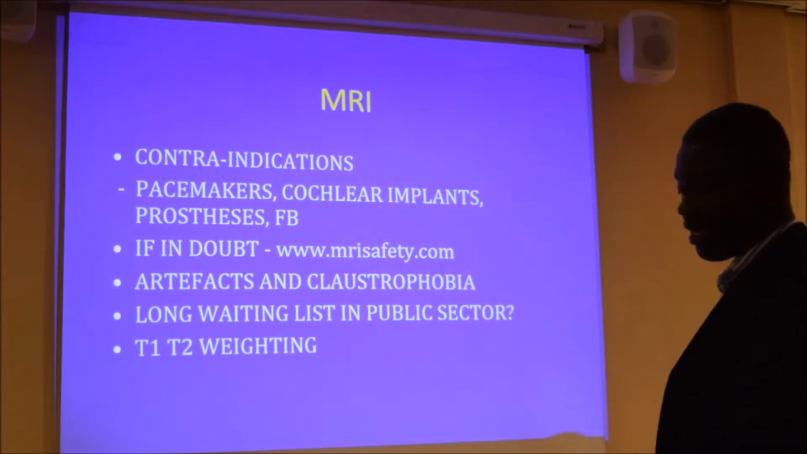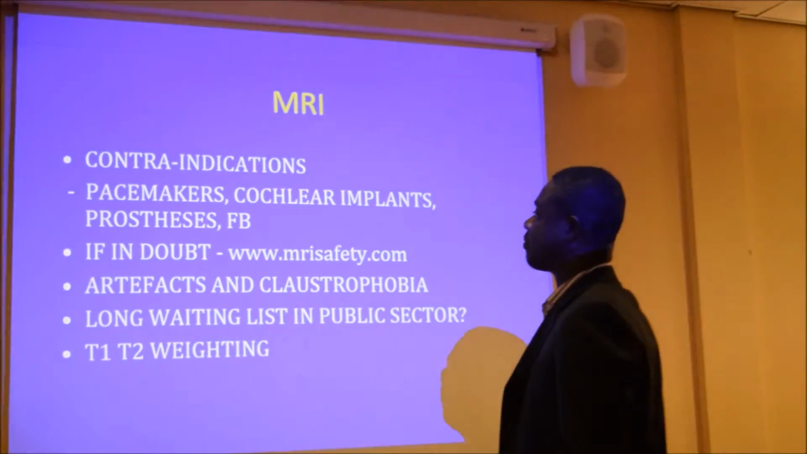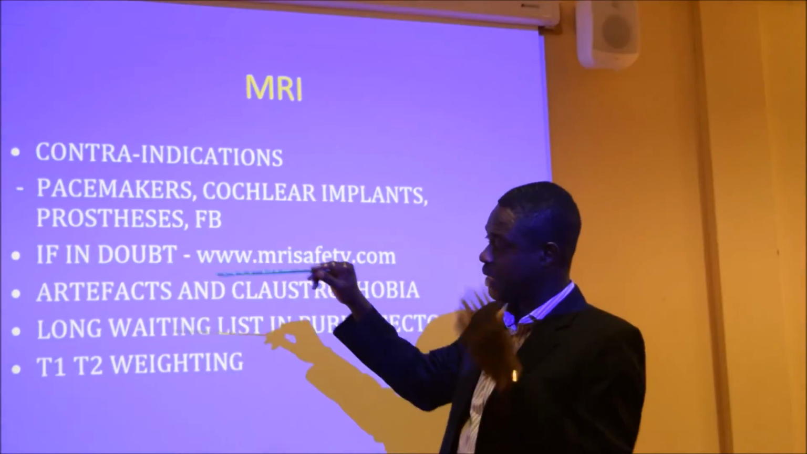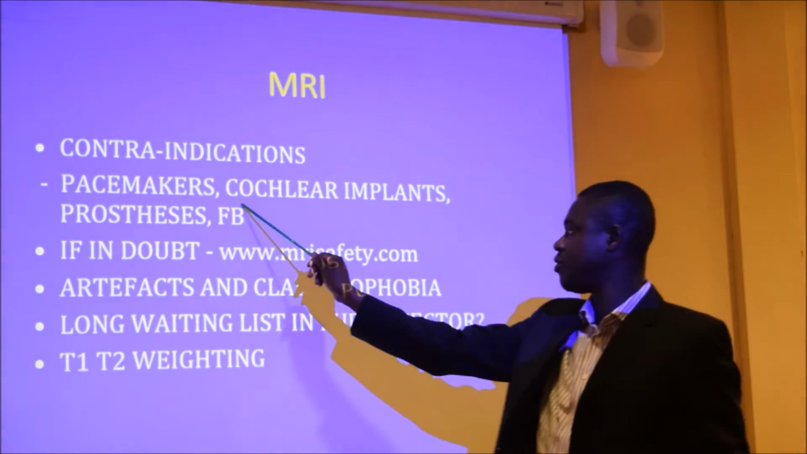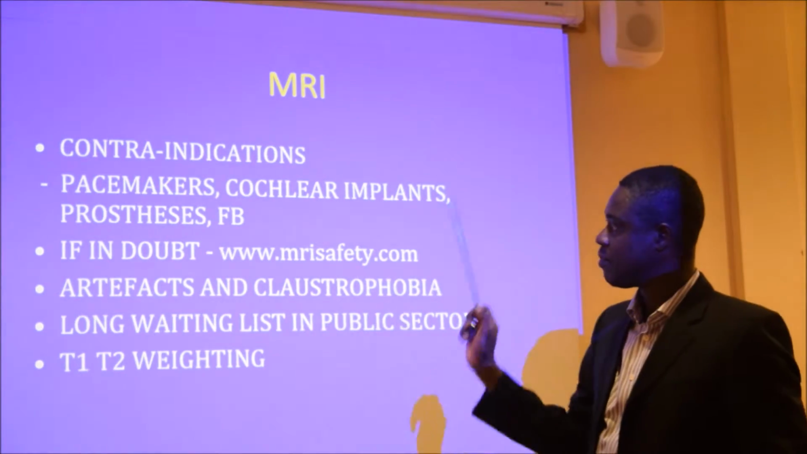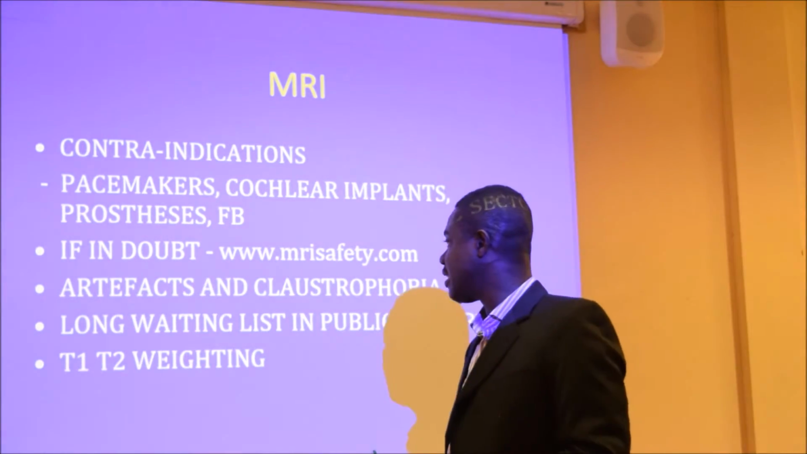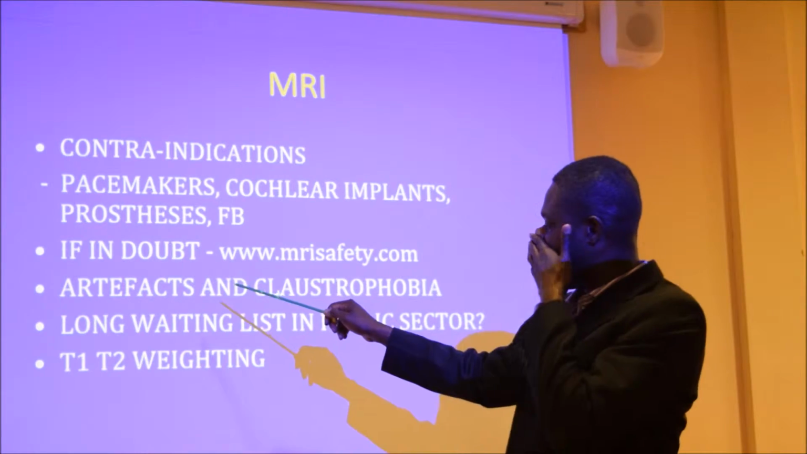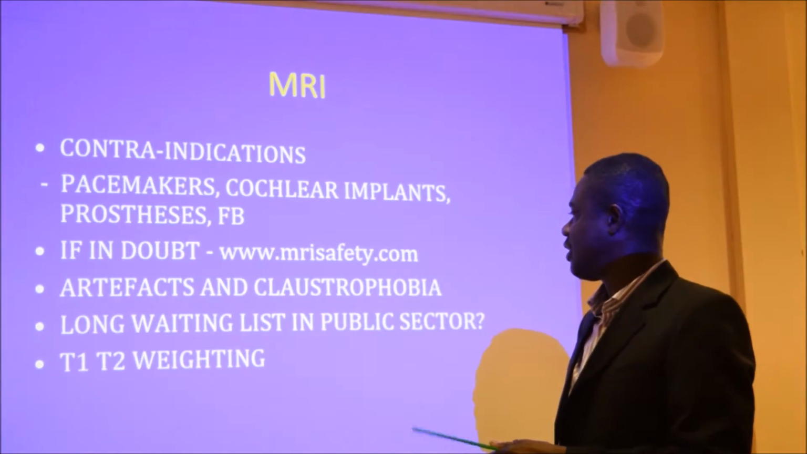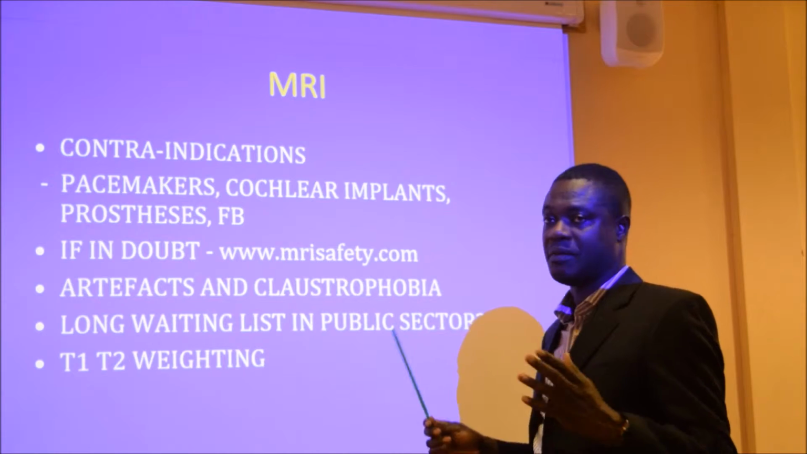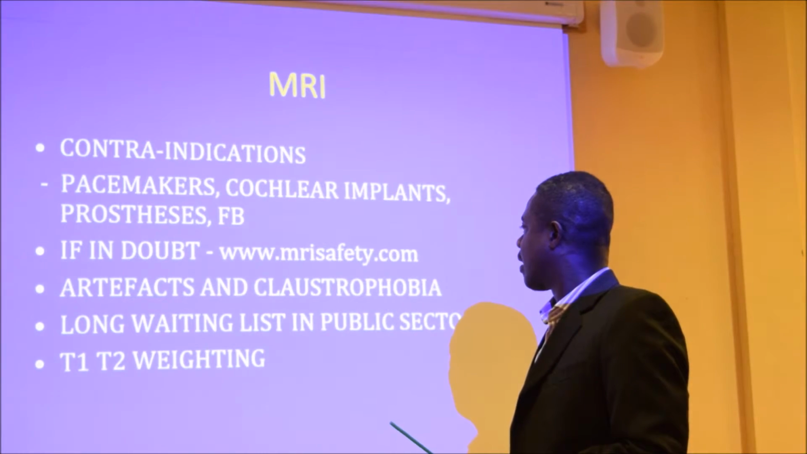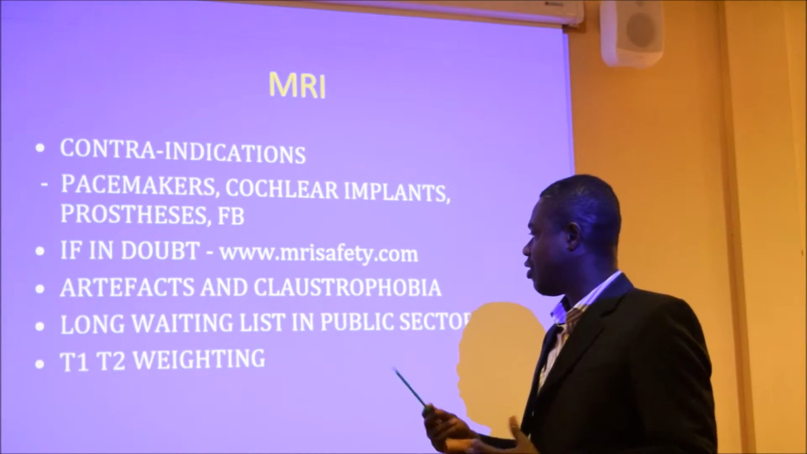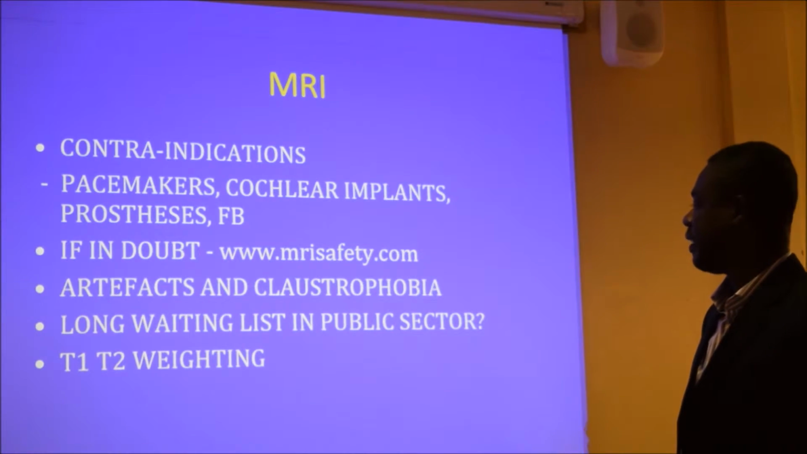So what are the other contraindications for MRI? Patients with pacemakers, anything ferromagnetic around the patient, foreign bodies in the patient's eyes, cochlear implants, some prostheses if they are ferromagnetic. If you are in any doubt, you should consult MRIsafety.com. It just has a big database of different structures that cannot be MRI'd, and different equipment.